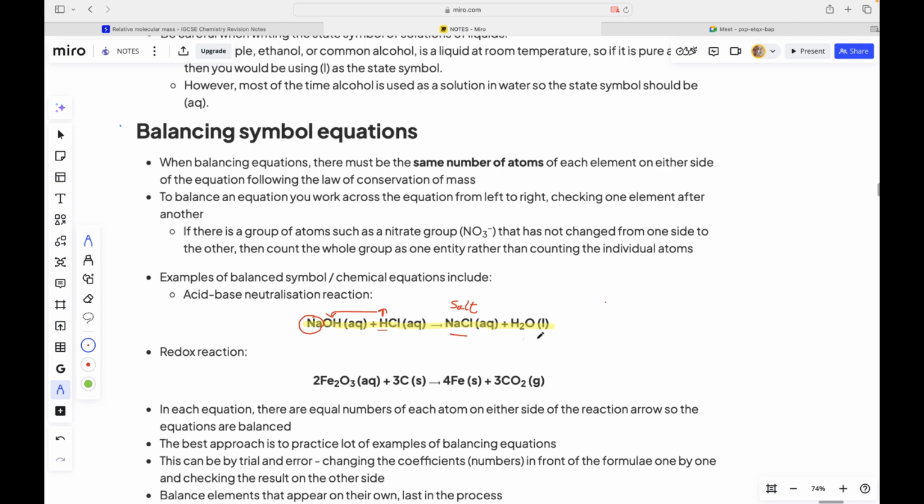So this reaction is called a neutralization reaction of acid and alkali. Acid and base, or acid and alkali. Base and alkali are used interchangeably. An alkali is just a soluble base. An alkali is a soluble base, so they can be used interchangeably.